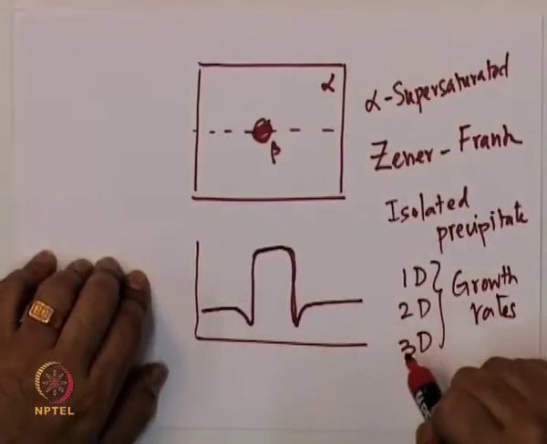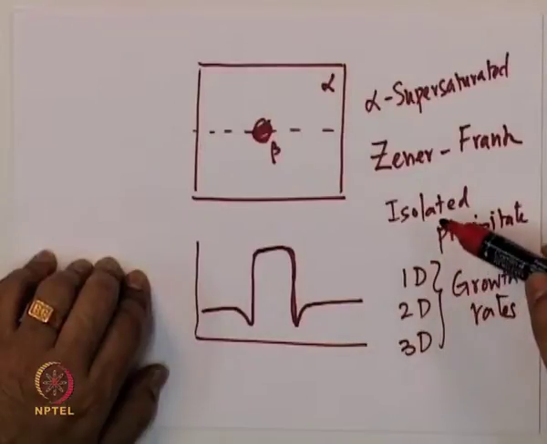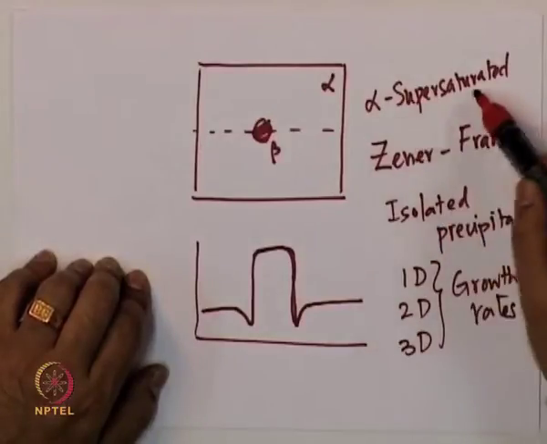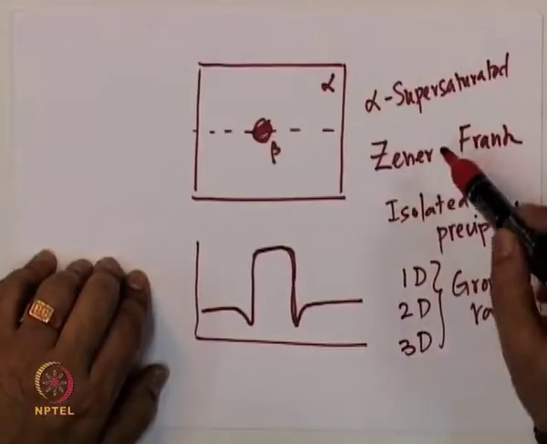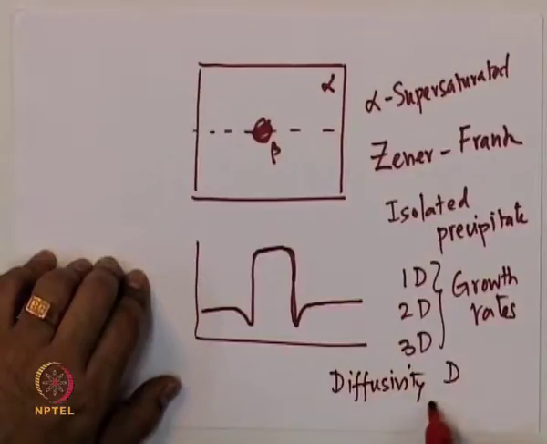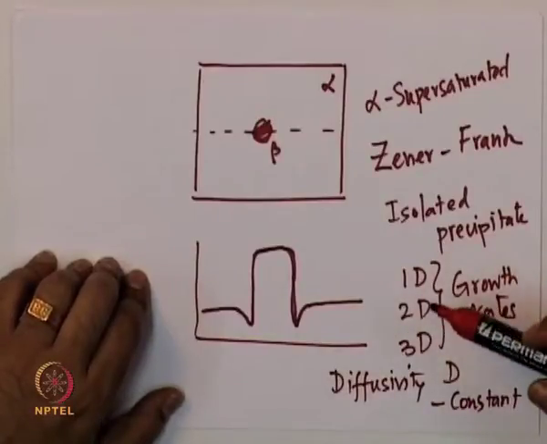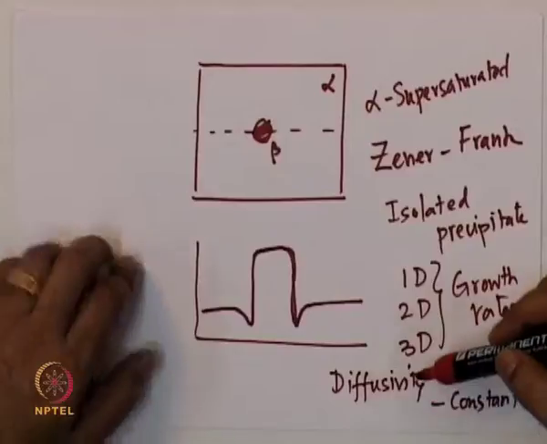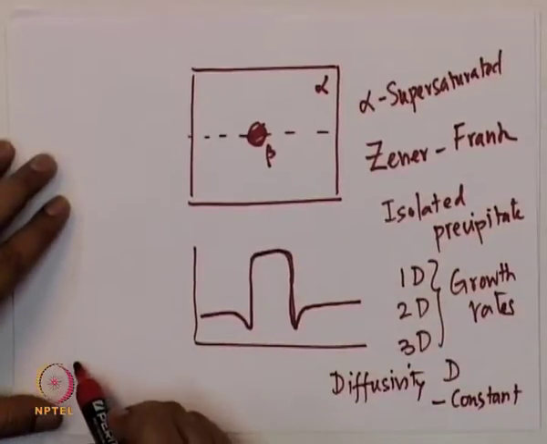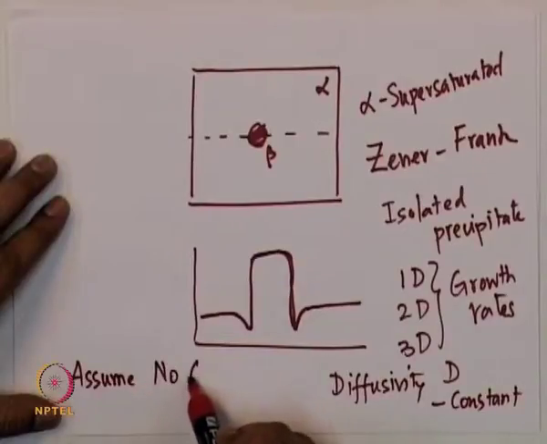Now, one of the things that Zener and Frank assumed in their theory is that the precipitates are isolated and it is a supersaturated matrix, and the diffusivity D is a constant. Okay. And one of the things that they did miss is that they assumed no Gibbs-Thompson effect.